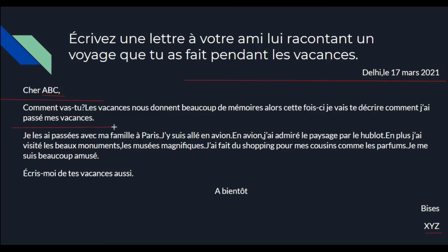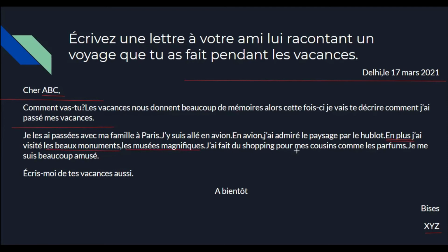I spent them with my family at Paris. I went there by plane. In the plane, I saw the countryside par le hublot. Le hublot, friends, it means the window in the plane. En plus, j'ai visité les beaux monuments, les musées magnifiques. So I have written en plus as I told you in the tip. And I'm saying en plus, I visited the beautiful monuments and the magnificent museums.